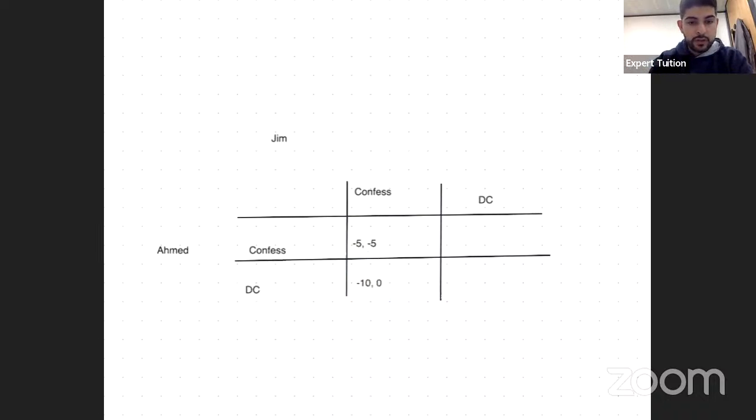Now I can flip the game over to the other side and go through the scenario where I confess and he does not confess. I now get immunity, minus 10 for him. And then finally, in the outcome that neither of us confess, we both get minus 2. Minus 2, minus 2. Ignoring how scattered my numbers all are.